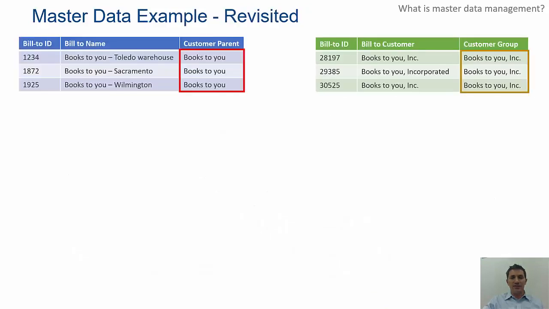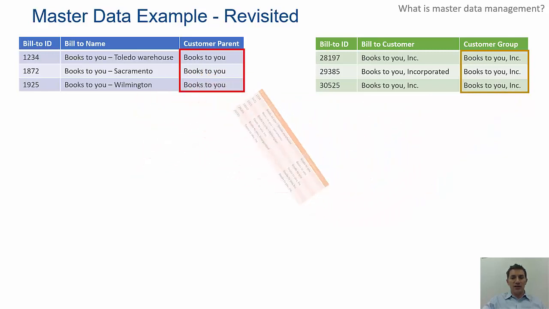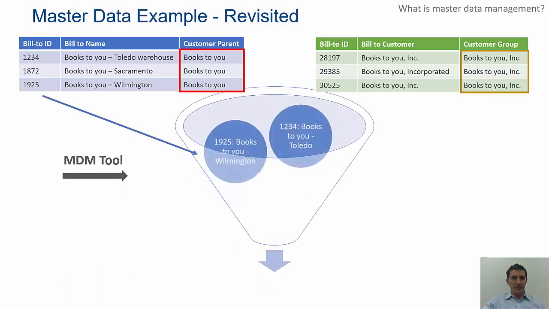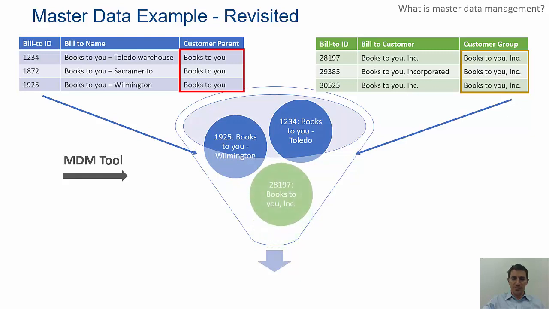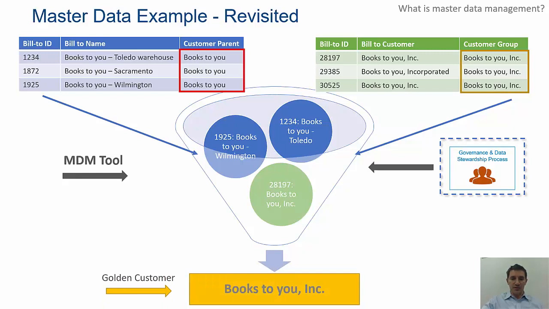All right, so now we're going to revisit this same example where we put it into a data warehouse and we had the mismatch. But what if instead of putting it into a data warehouse at that first level, we decided to put it into a master data management tool? We're bringing the data from billing system 1 and billing system 2, and we're running it through this process. We're applying data governance along with that, applying the right rules and logic to the tool. And the result is Books to You Inc. This is our golden customer or our true customer.